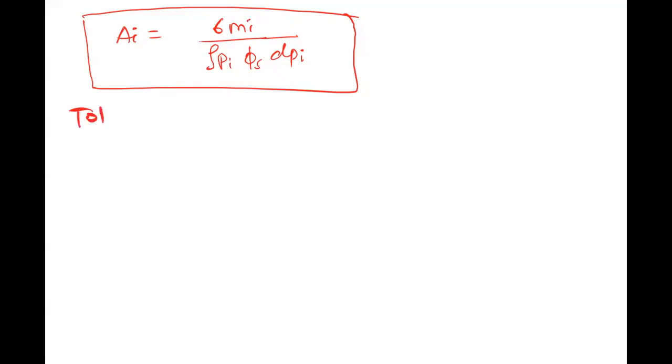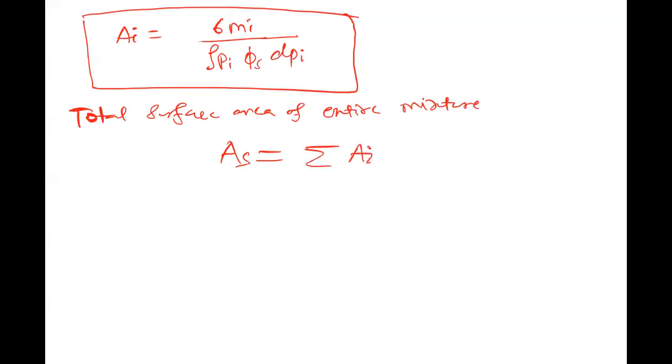So if I want to find the total surface area of the entire mixture, this A_s, the total surface area, will be represented as summation A_i, yes or no? Here A_s is the total surface area of the entire mixture. We can write A_s equal to summation A_i, where i varies from 1 to n. Is it? Yes or no?